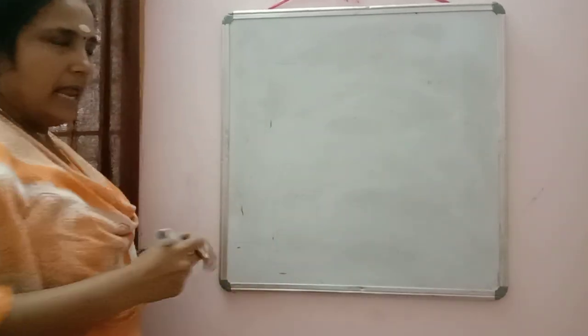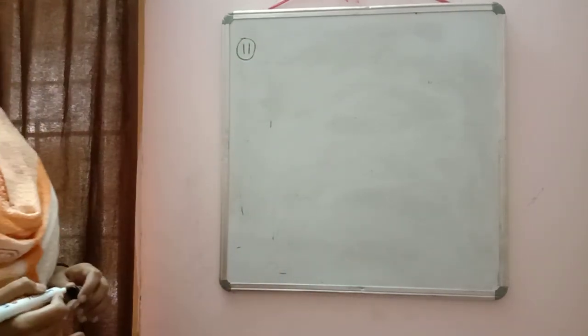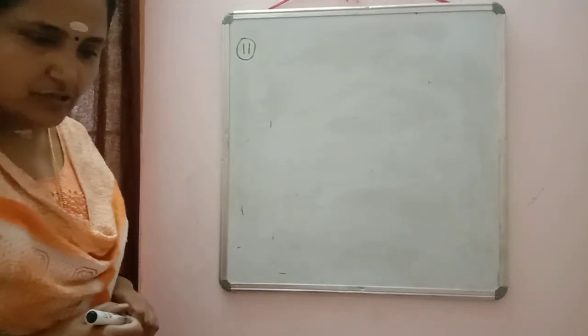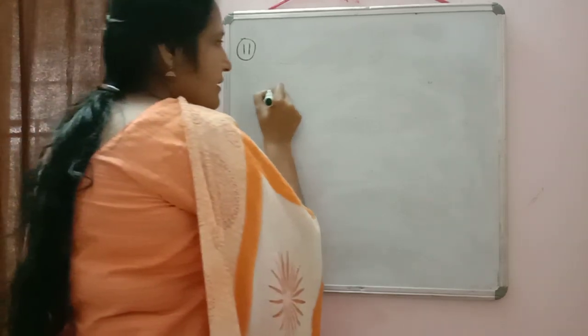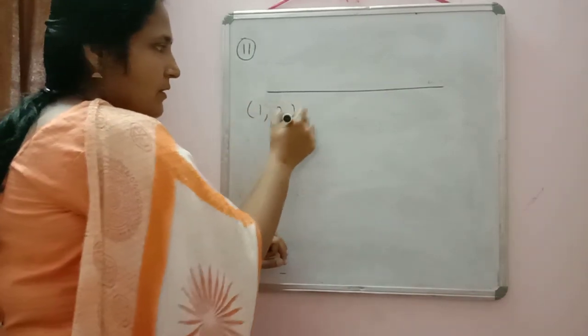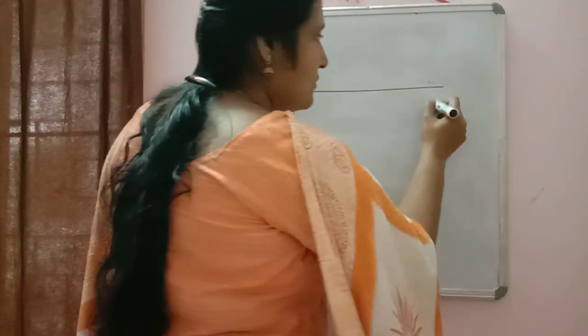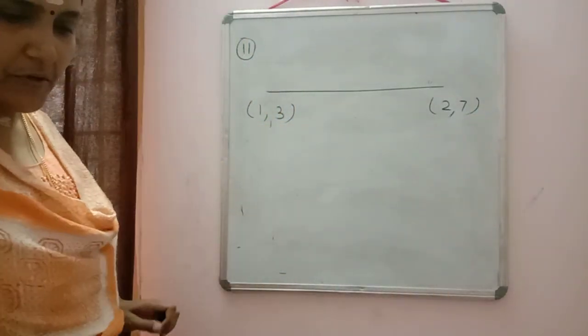Question number 11. Question number 11, again we have to find out the ratio in which a line divides the line segment joining (1, 3) and (2, 7). The ratio we have to calculate.